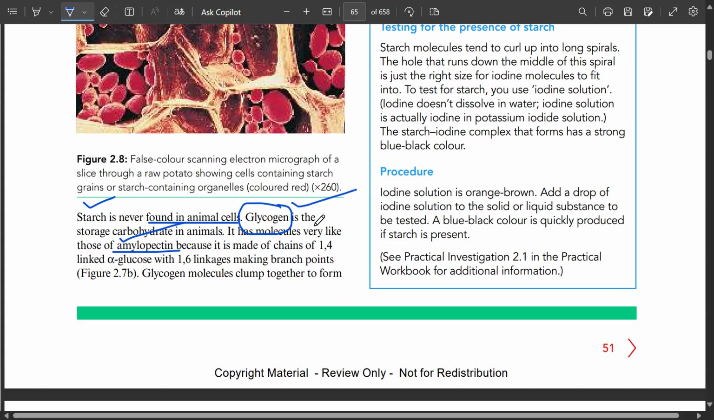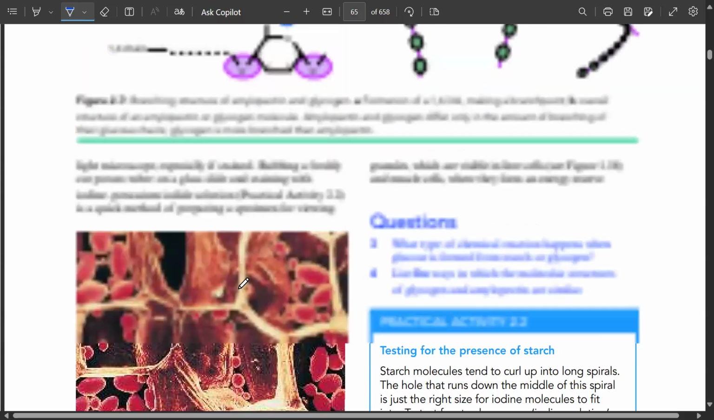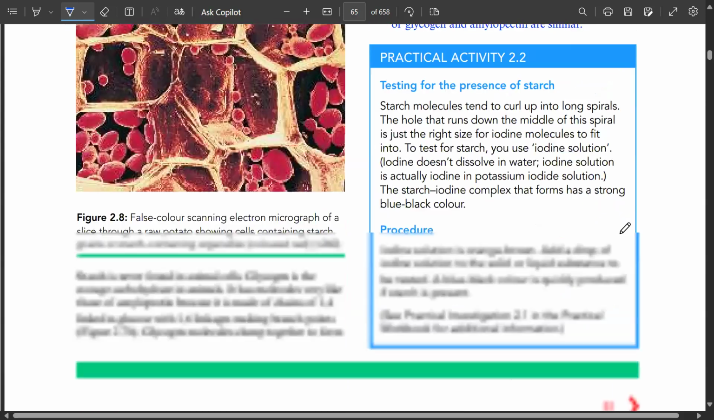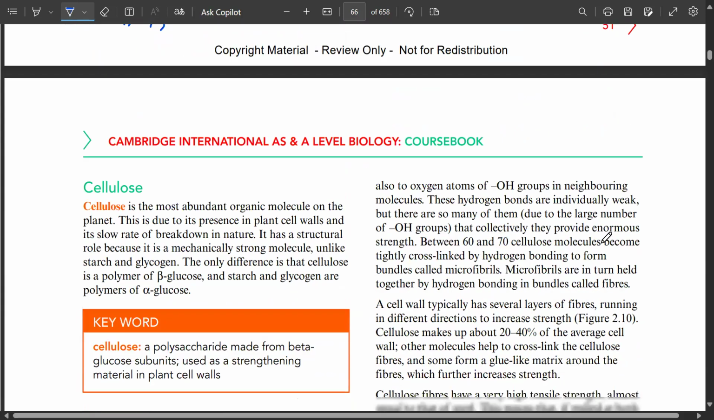And it has molecules very like those of amylopectin, which means that glycogen would also have 1,4 glycosidic bonds as well and 1,6 glycosidic bonds as well. And they also clump together to form huge compact granules which are visible in liver cells and muscle cells as well, where they form an energy reserve. Now, whenever your body is going to face a shortage of glucose, all the glycogen would convert into glucose. But when your body is already high in glucose level, all of the glucose would have to be converted into glycogen. Got it?